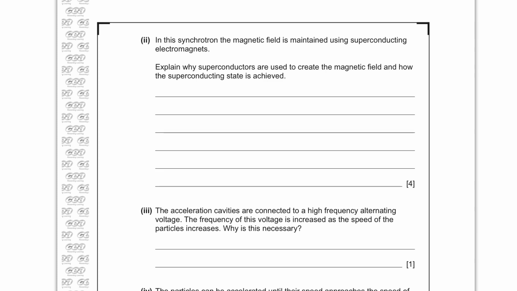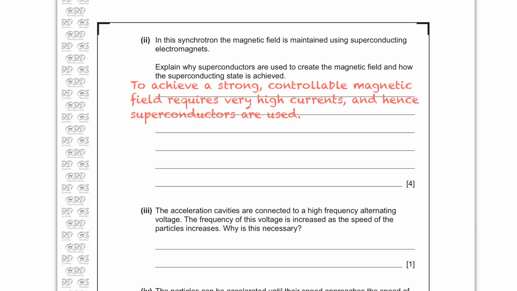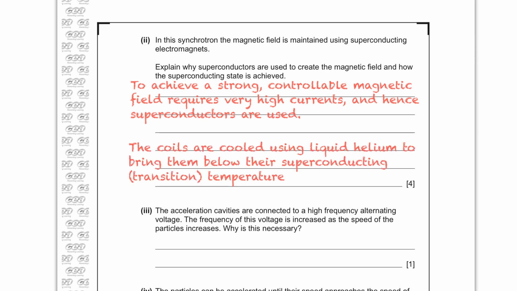Part 2. In this synchrotron, the magnetic field is maintained using superconducting electromagnets. Explain why superconductors are used to create the magnetic field and how superconducting state is achieved. So you're trying to produce very strong magnetic fields under very tight control. You need to be able to produce very high currents to make that happen, and so we need superconductors. So to achieve a strong controllable magnetic field requires very high currents, and hence superconductors are used. And then you just explain that you're using a cryogenic liquid to get them down below their transition temperature.